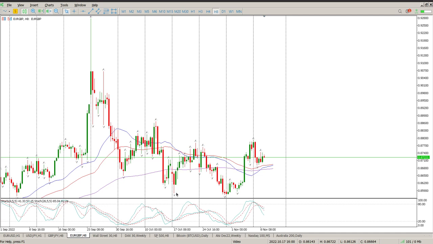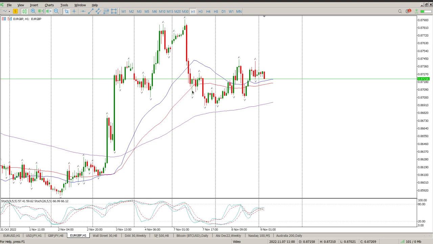Lastly, moving on to Euro British Pound. Kind of a similar picture playing out here, but look how flat the moving averages are here on the 8 hour. This is just an indication that you need to be very, very careful. And if you look at it on the hour, big up, big down, we're kind of in a range. So there's our range at the moment.